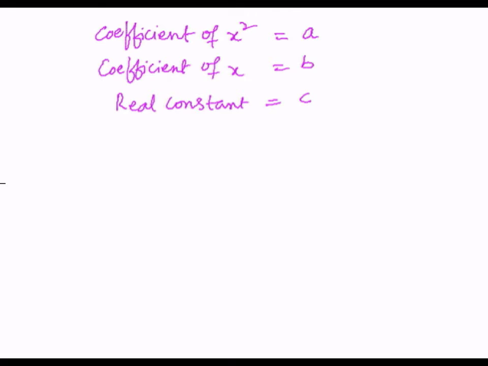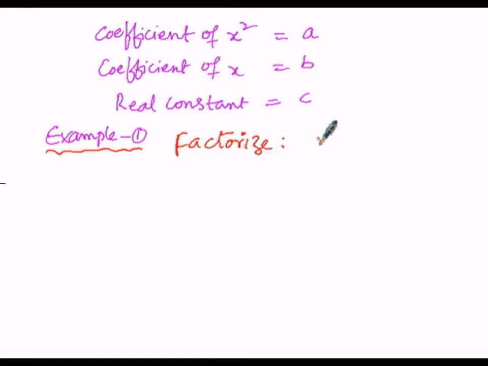Now we are going to factorize a few quadratic polynomials. For that sake we are going to perform example number 1. So here factorize the quadratic polynomial, that is x square plus 7x plus 12. Solution starts now.